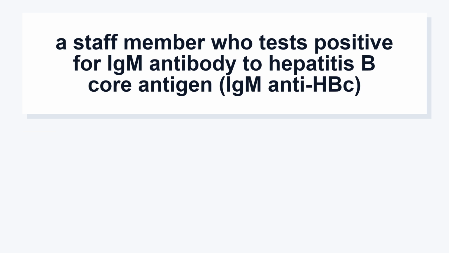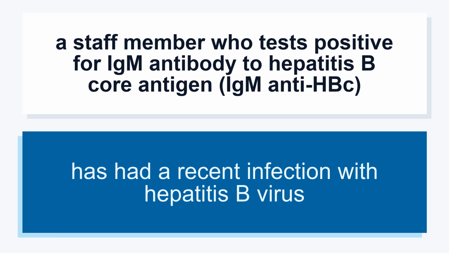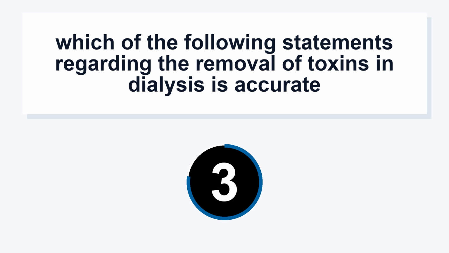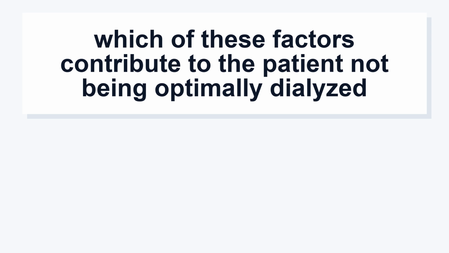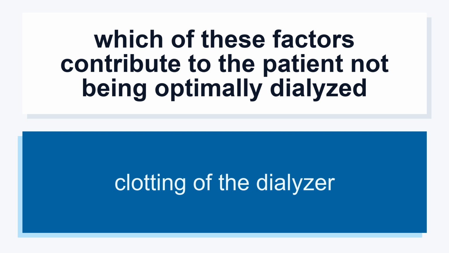A staff member who tests positive for IgM antibody to hepatitis B core antigen, IgM anti-HBc, has had a recent infection with hepatitis B virus. Which of the following statements regarding the removal of toxins in dialysis is accurate? The greater the dialysate flow rate, the greater the removal of solutes. Which of these factors contribute to the patient not being optimally dialyzed? Clotting of the dialyzer.